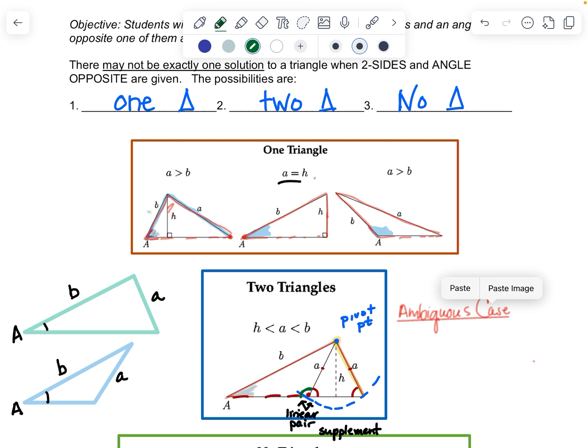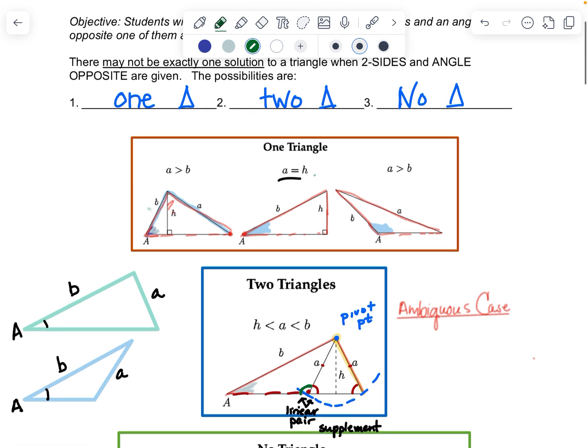Then the last case is when you have an obtuse angle and side A opposite the angle A, which is fixed, is bigger than side B. It's attached to the angle A.